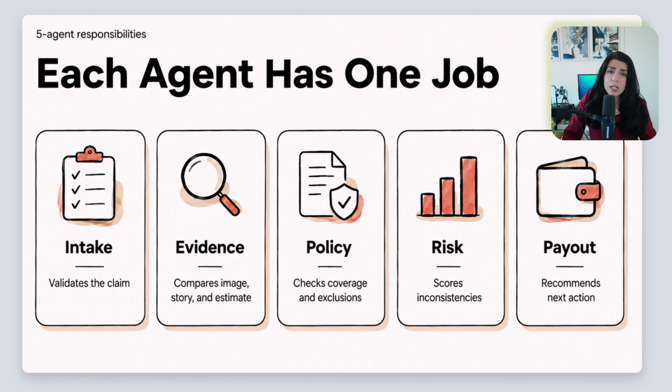Each agent has one job. You can have the intake one, which just validates the claim. The evidence one compares images, story, and estimates. Then we got the policy checker, coverage, exclusions. They've got a kind of score, like what the inconsistencies are. And finally, we've got that payout that needs to go to the next department for payments.